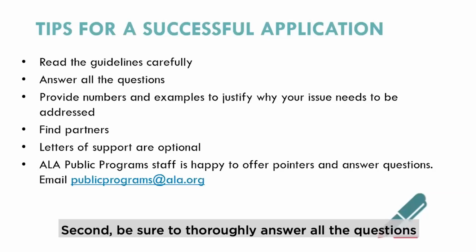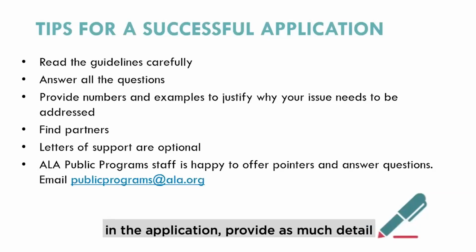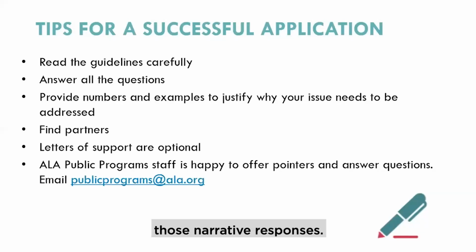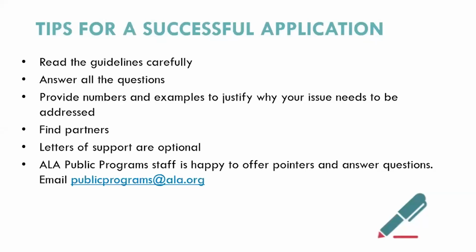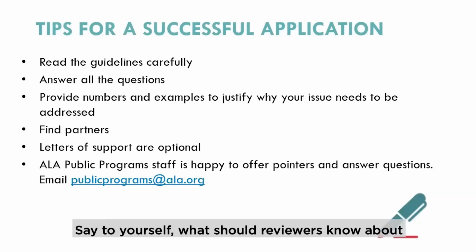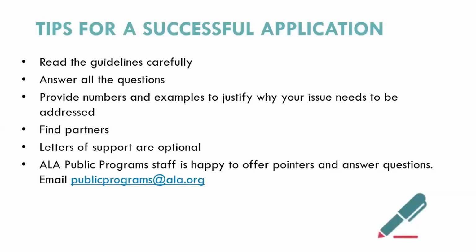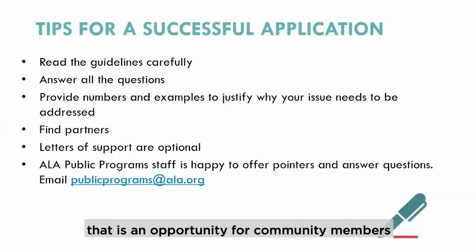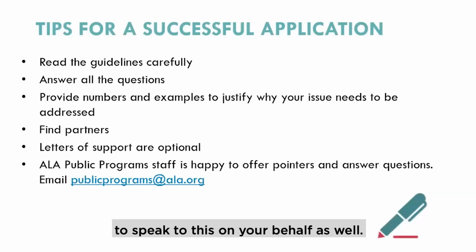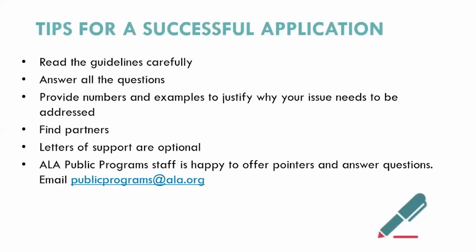Second, be sure to thoroughly answer all the questions in the application. Provide as much detail as you can within the 600 words for each of those narrative responses. Those details will help reviewers understand your library and the project you're planning. Say to yourself, what should reviewers know about my library and my community in order to understand my proposed community engagement project? Keep in mind also that if you get letters of support, that is an opportunity for community members to speak to this on your behalf as well.